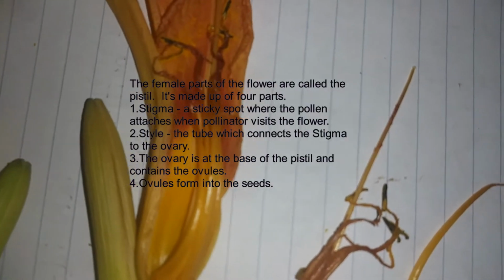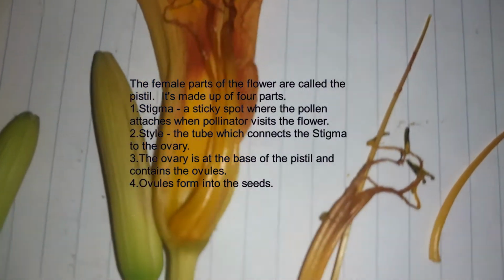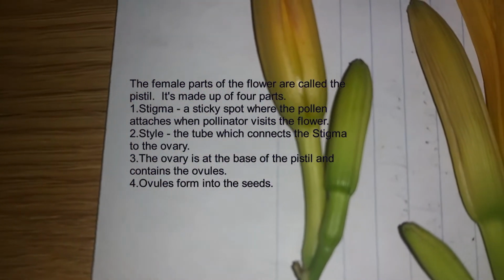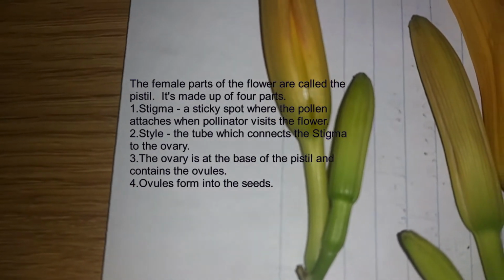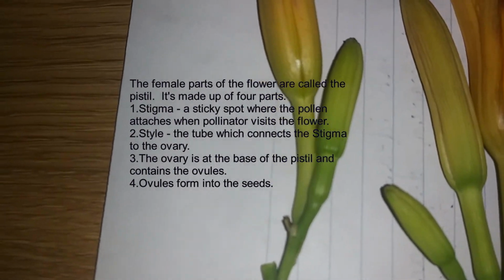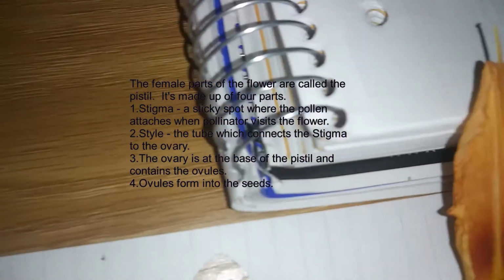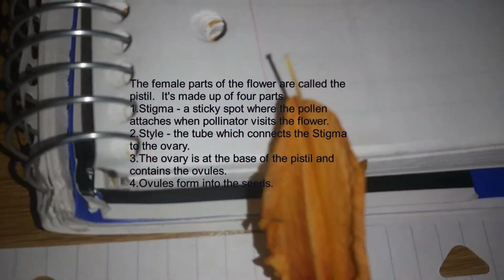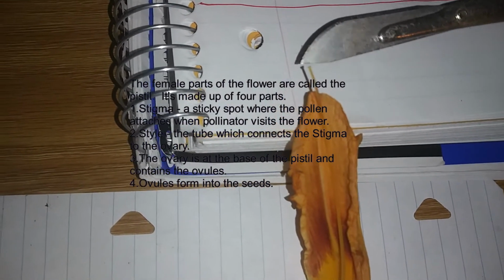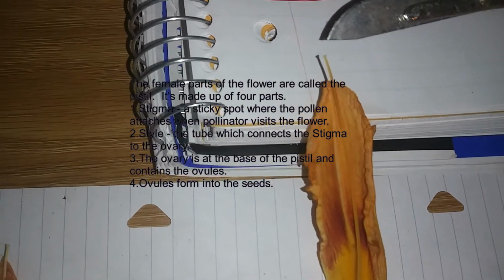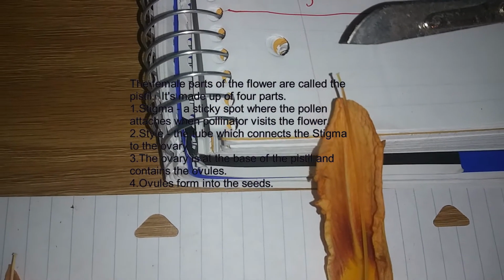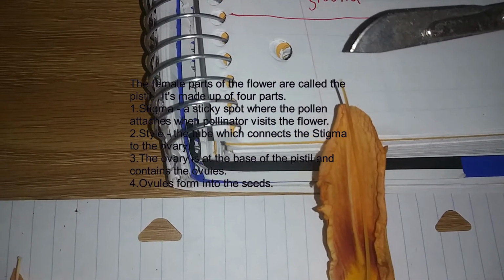Now, the pistil is the female part of the flower, and it has four parts to it. Okay, four parts. The four parts are the stigma, the style, the ovary, and the ovule. Anyway, I'll put that in the description.